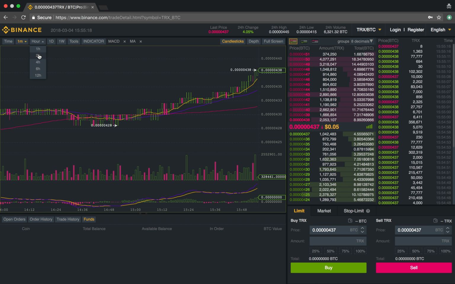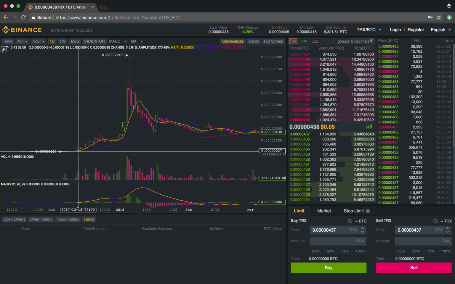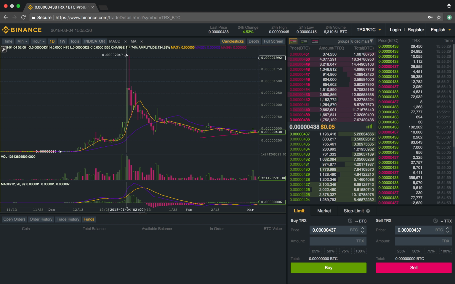I like to usually look at least a 1 hour chart, maybe even a day chart. Here we can see when Tron made that huge parabolic move up to about 30 cents, I believe it was. Here you can see that it was actually 2,047 Satoshis, which is... Satoshi is the smallest amount you can divide Bitcoin into. It's the decimal system of Bitcoin, if you will. But yeah, let's go back and look at the 1 hour.